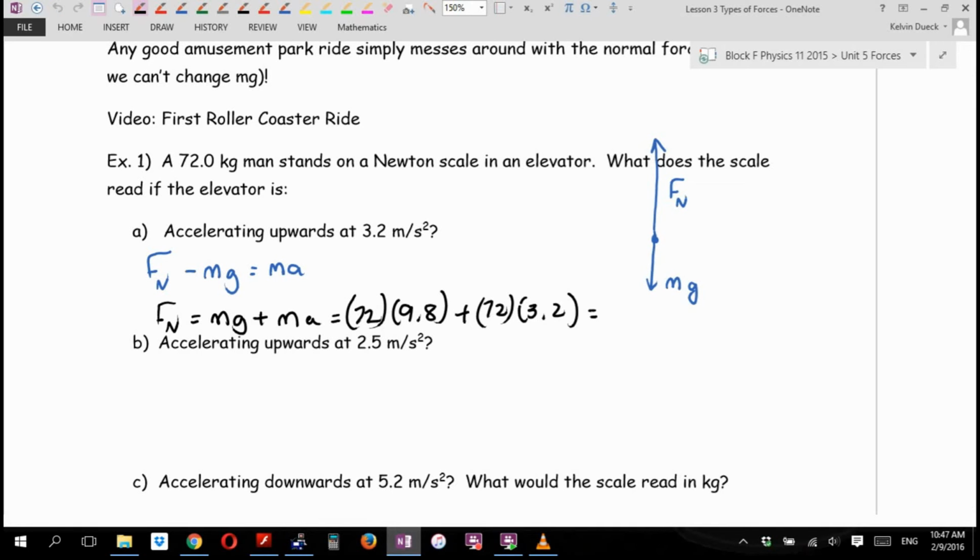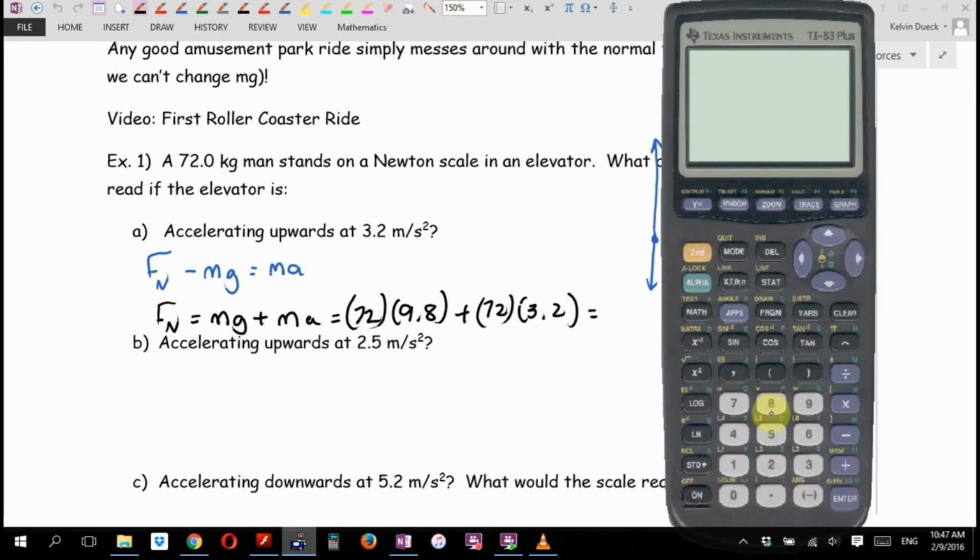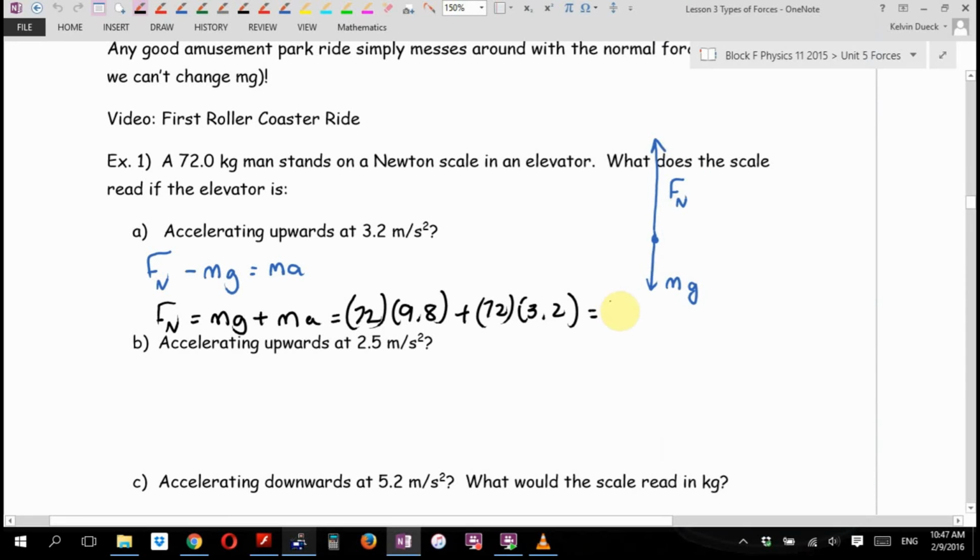You'd feel heavier. It's just a little awkward to say, what does your butt feel? So we'll pretend you're sitting on a scale, and that gives me something clinical to ask you. You get 936? Yeah. Units, it's a force. Newtons.